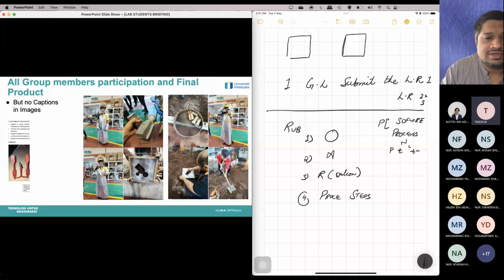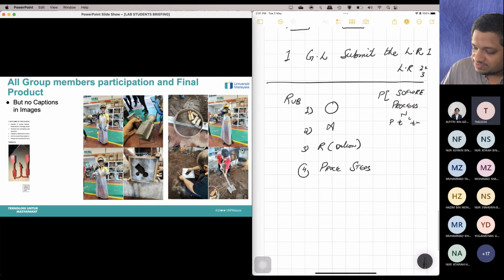As I said, all group members' participation should be seen. This is a student who has worn an apron and the necessary protective equipment such as gloves, helmet, and shield. You should mention the names of all the personal protective equipment, PPE. Please mention that in your report. Please take pictures of yourself doing the experiment. This is a picture of the person doing the experiment.